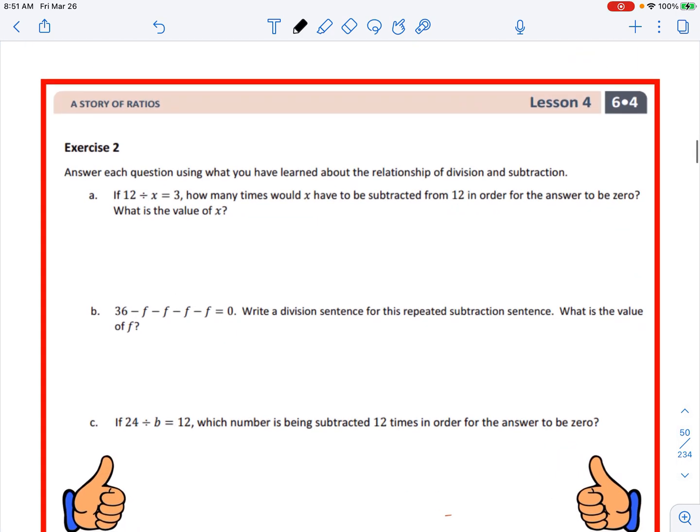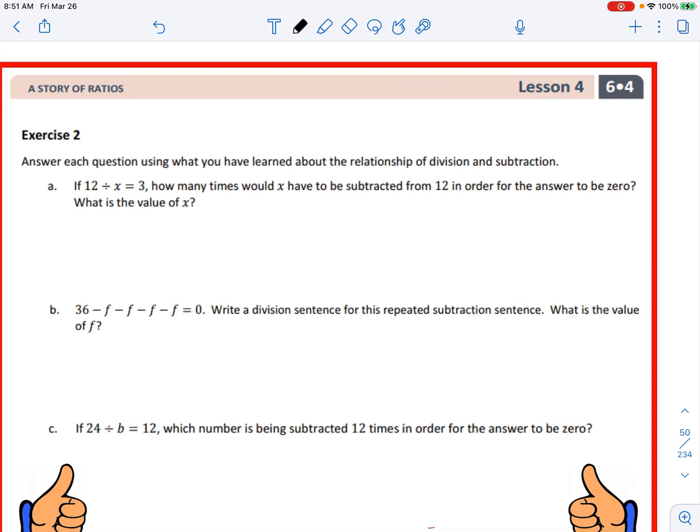Let's look at exercise 2. Exercise 2 says answer each question using what you learned about the relationship of division and subtraction. It says if 12 divided by x equals 3, how many times would x be subtracted from 12 in order for the answer to be 0?